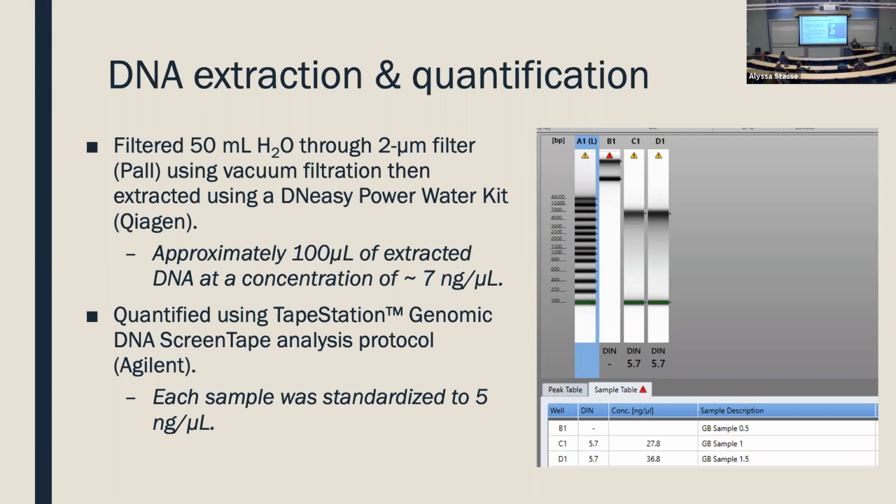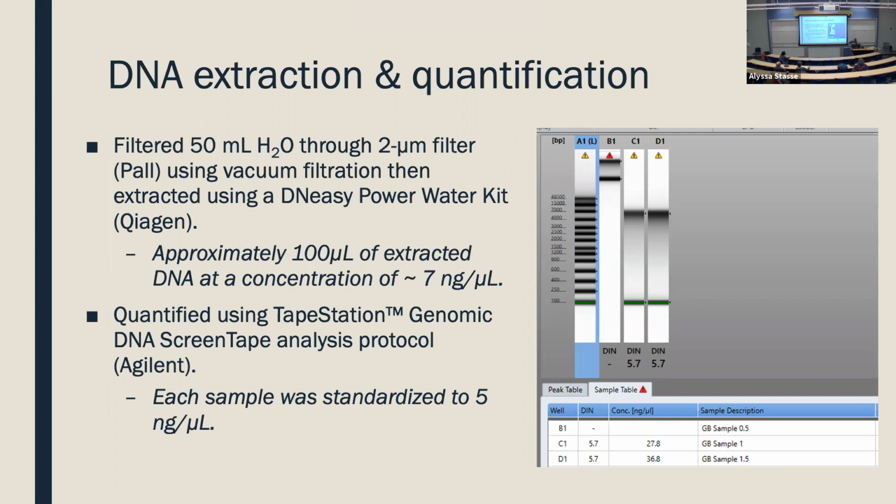Once I had that completely done, I had approximately 100 mils of extracted DNA, and the average concentration for all the samples was 7 nanograms per microliter. I quantified this using the TapeStation. As you can see, this is an example of using the TapeStation. So it tests for quantity and quality of the DNA. I have a thick band up there showing that the DNA is not fragmented.